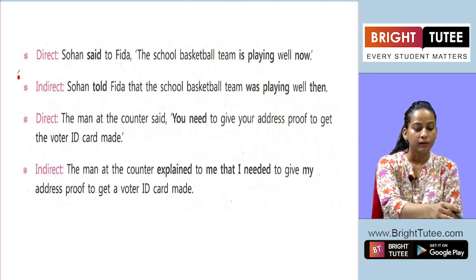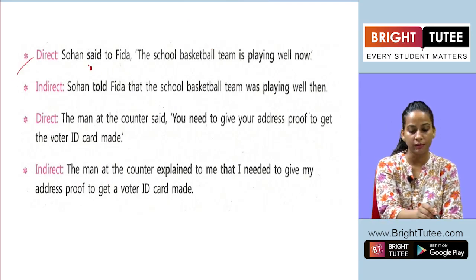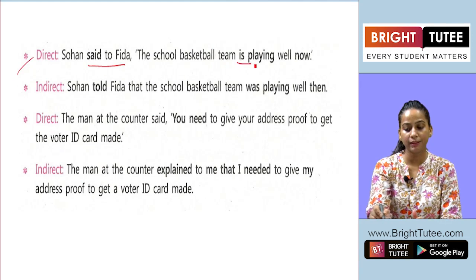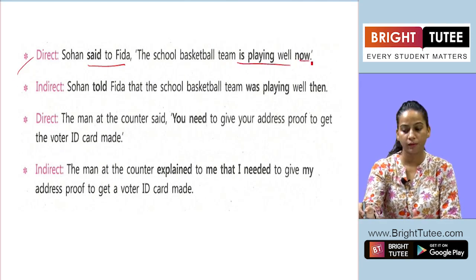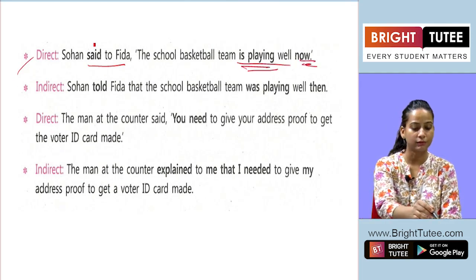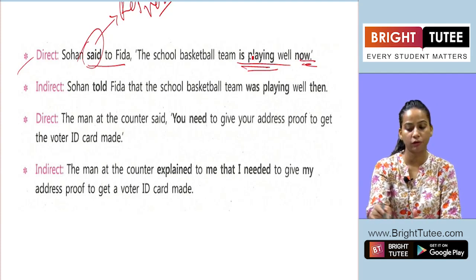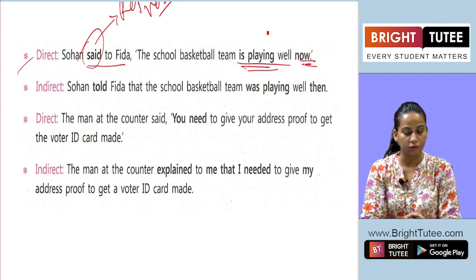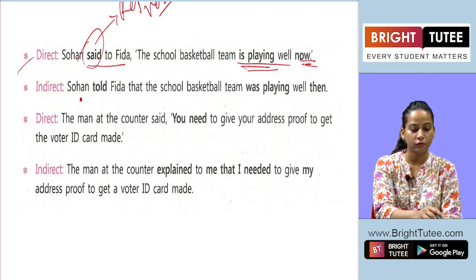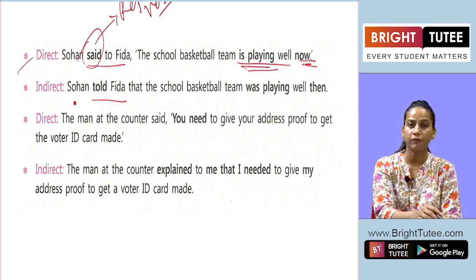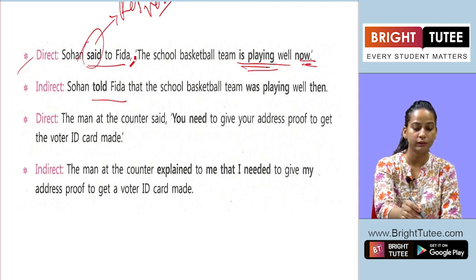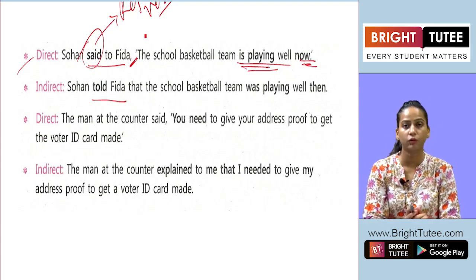Another example, Sohan said to Fida, the school basketball team is playing well now. So we have to keep focus here. Firstly, we have to focus on the reporting verb, in which tense it is given, and accordingly we have to change this reported speech. So we'll do here, Sohan told Fida, because already it is given to whom it was told, to Fida. So we have written Sohan told Fida that, and always after removing these inverted commas, because we have to change it into indirect one.